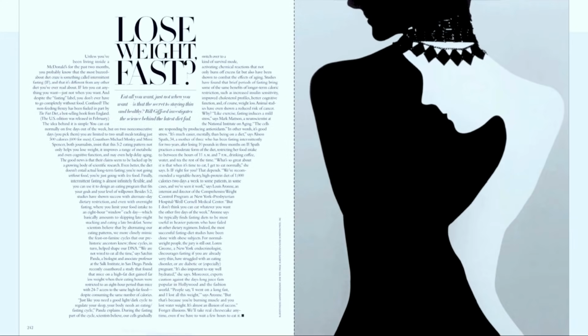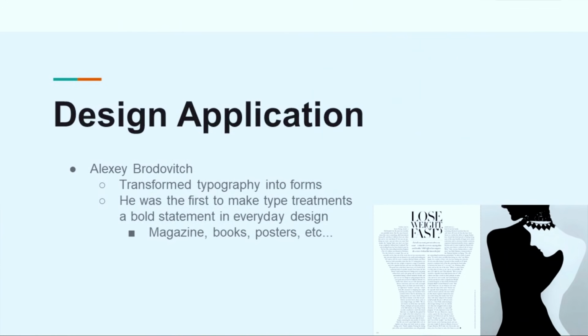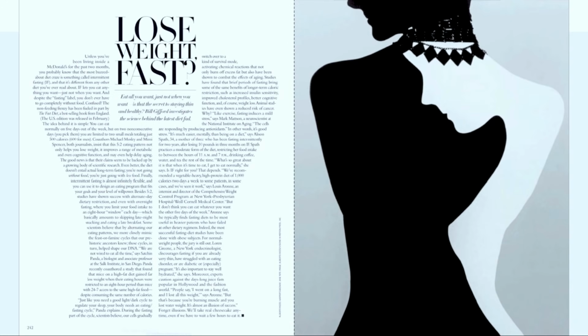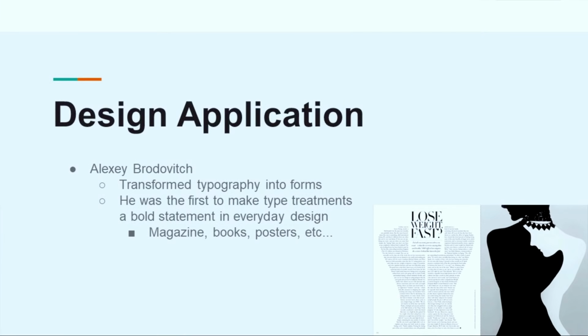All right, this is Alexey Brodovitch. Love this work. First one to really start to manipulate type. As you see, he would take the shapes of the work that was given to him to create some of these magazines, some of these articles. So he would take the woman and turn her into a type treatment. So he was really the first to express typography into form.